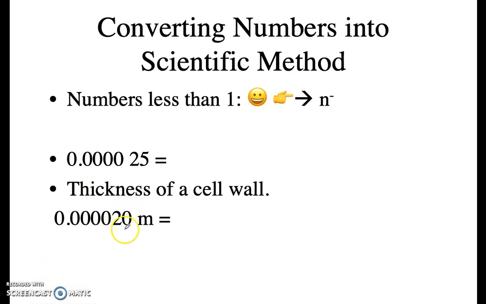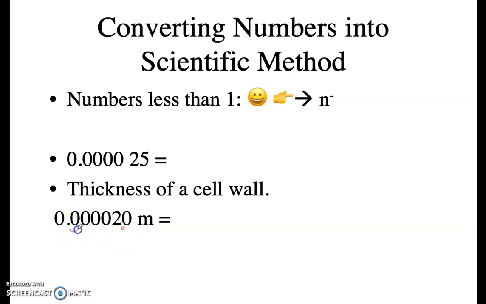So, this number has 2 sig figs, so our answer should have 2 sig figs. Now, remember, leftmost zeros do not count. We want to move the decimal point to where it's going to be between 1 and 9.9, and that's going to be right here, as per the definition of scientific notation.